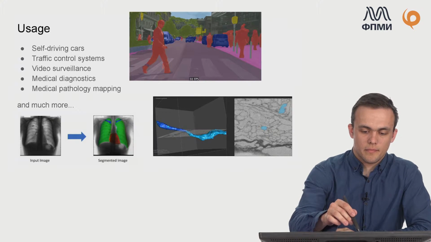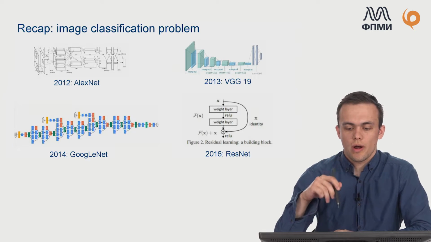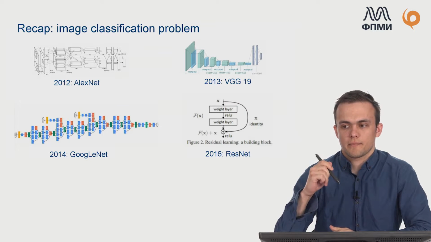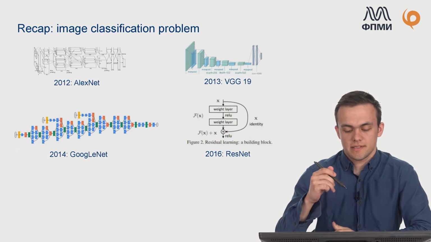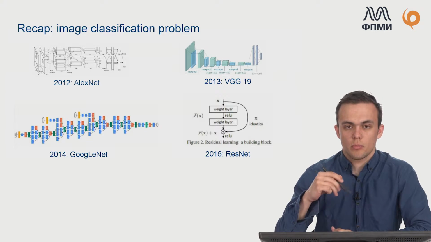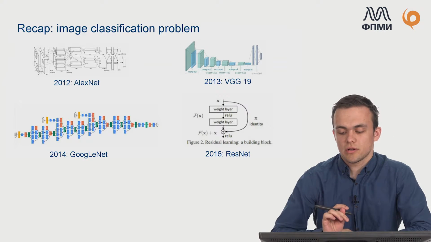But we will discuss the semantic segmentation, where two different objects are considered the same class. So we will not make a difference between different objects. More on this later.